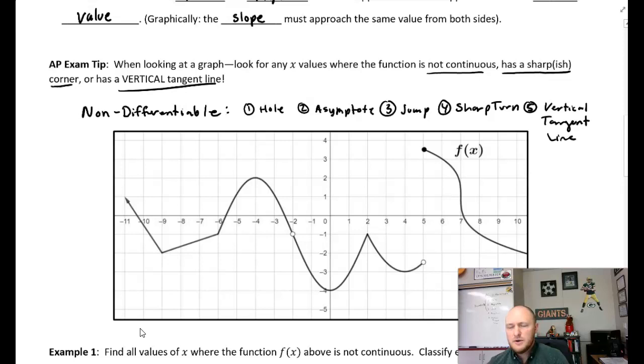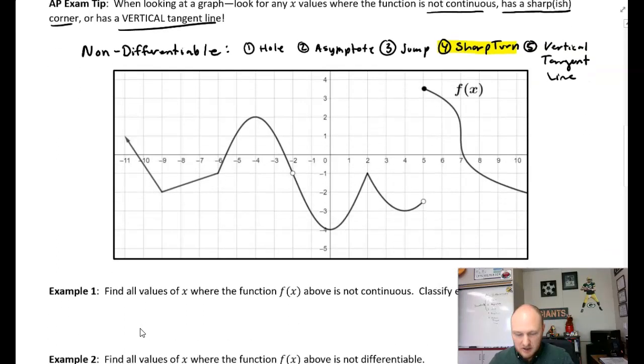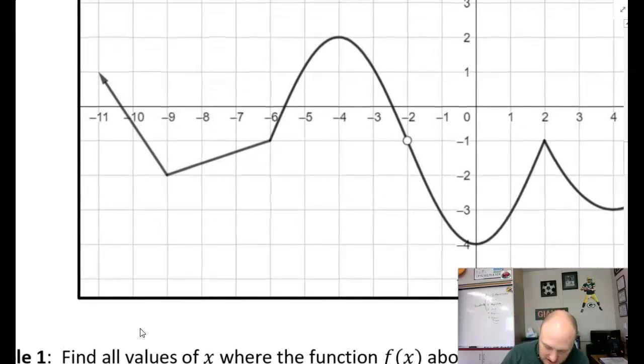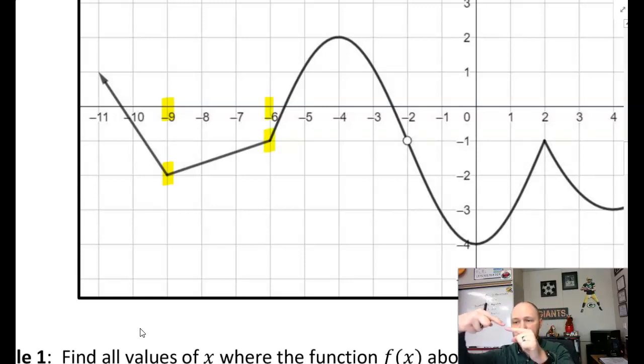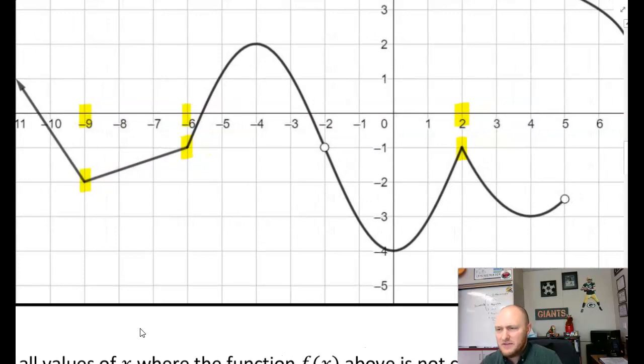And visually, let's go ahead and look at these here. So first I want to point out a sharp turn, which is a very, very common graphical non-differentiability characteristic. So right here at x equals 9, not differentiable because I have a sharp turn. At x equals -6, the slopes are not the same from the left and the right. Do you see how it drastically changes? Okay. And at x equals 2, there is a non-differentiability. And then, okay, that's it for sharp turns.